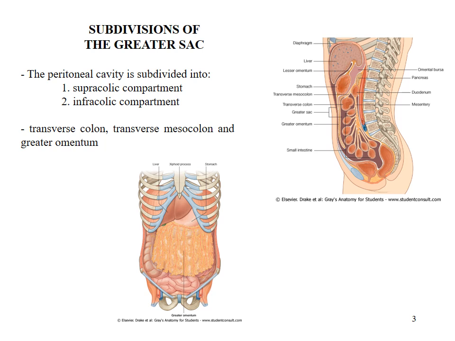The greater peritoneal sac, or peritoneal cavity, is divided into the supracolic and infracolic compartments. This is the supracolic compartment, this is the infracolic compartment, and the border between these two parts is the transverse colon, its mesentery, which is named the transverse mesocolon, and part of the greater omentum. This is that apron-like gastrocolic part of the greater omentum.